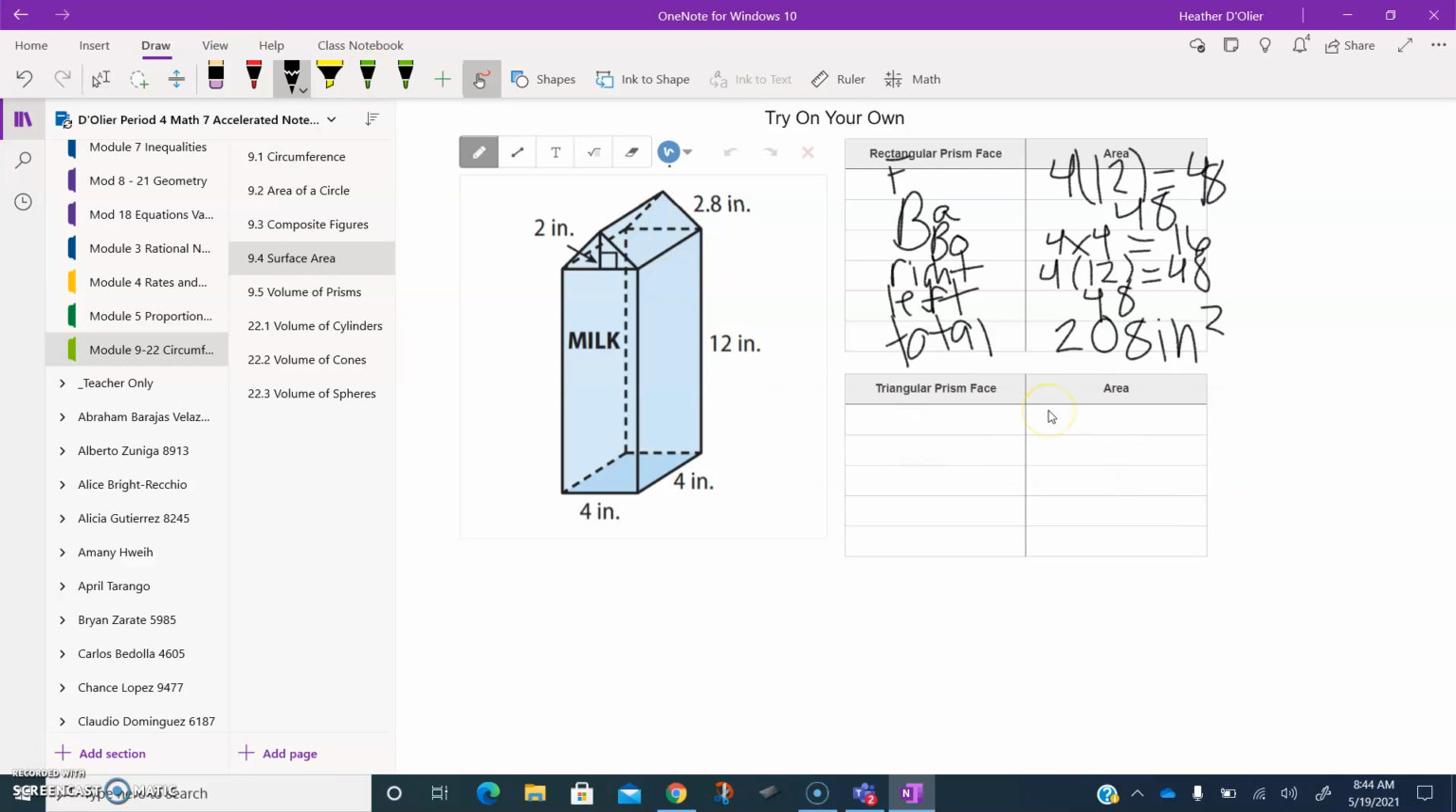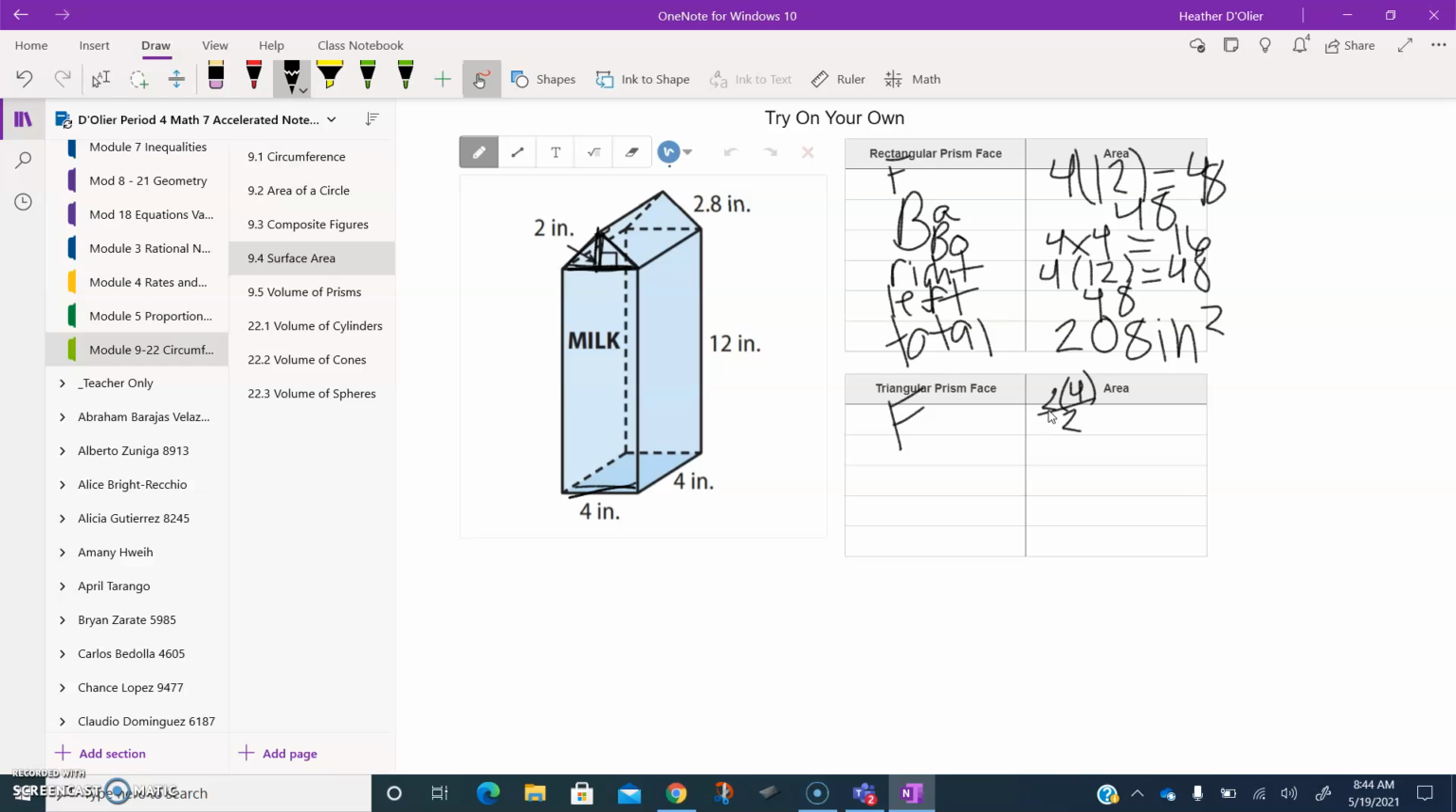So we're going to start with the front, okay, that triangle. So we know triangles are base times height divided by 2. So there is the height. There is the base. So that base is actually 4. So we've got 2 times 4 divided by 2.